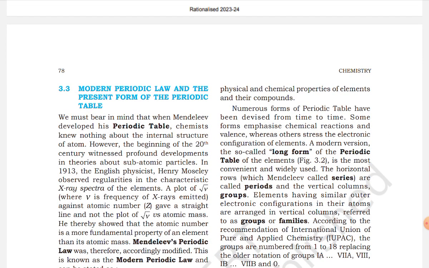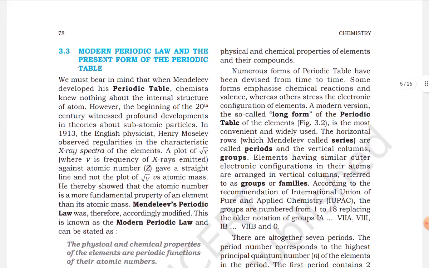3.3 Modern periodic law and the present form of periodic table. We must bear in mind that when Mendeleev developed his periodic table, chemists knew nothing about the internal structure of the atom. However, the beginning of the 20th century witnessed profound developments in theories about subatomic particles. In 1913, the English physicist Henry Moseley observed irregularities in the characteristic X-ray spectra of the elements.